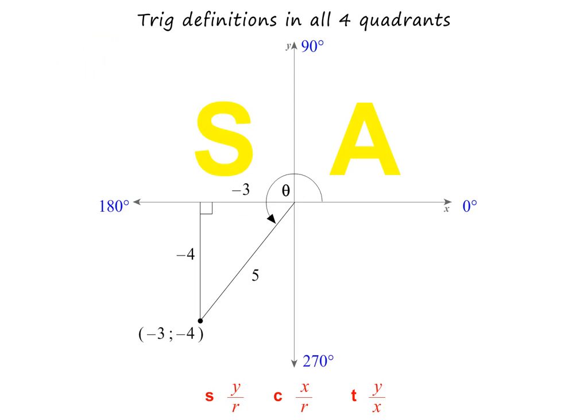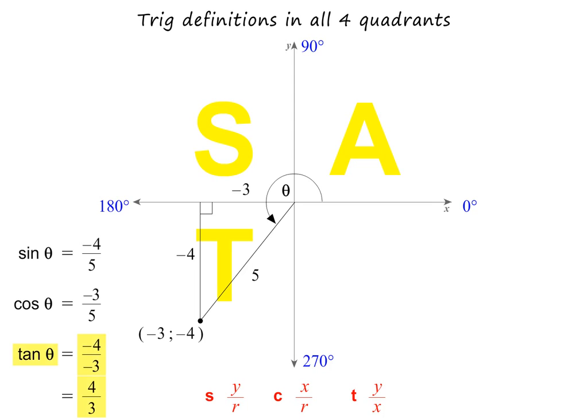Let's see what happens in the third quadrant, where theta is a reflex angle between 180 and 270 degrees. In this quadrant, both x and y are negative. The hypotenuse r is again positive. In this quadrant, sine theta is minus 4 over 5, cos theta is minus 3 over 5, and tan theta is minus 4 over minus 3, which simplifies to 4 over 3, a positive value. Here we see that only tan is positive in the third quadrant.